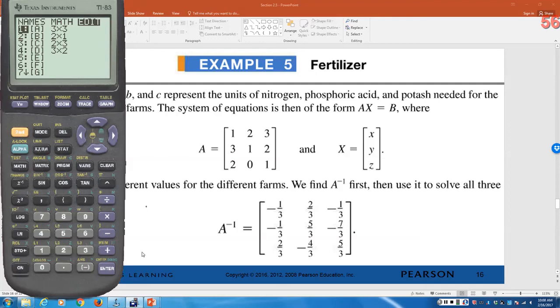So let's see, we have Michigan, California, and Kansas. I don't think we have a matrix M. Nope. So we'll just use B for Michigan, C for California, and D for Kansas. So for Michigan, that's going to be a 3 by 1, and they need 18, 23, and 13 for the different nutrients, right?